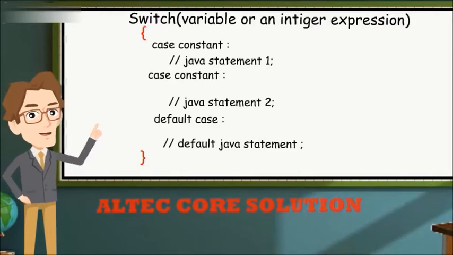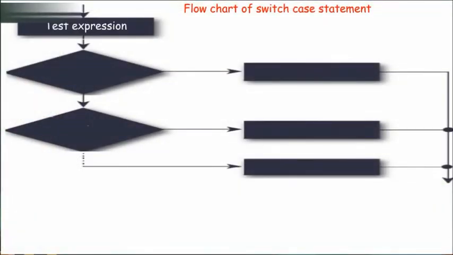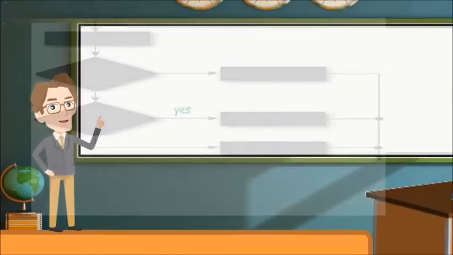You can clearly understand from the flowchart also. Vivek, look at the flowchart: test the expression and then case 1. If the expression matches case 1, then the code of the case 1 block is executed. Otherwise, if it matches case 2, then the code of the case 2 block is executed. Otherwise, the default block code will be executed. Vivek, I hope you understand. Yes, sir.